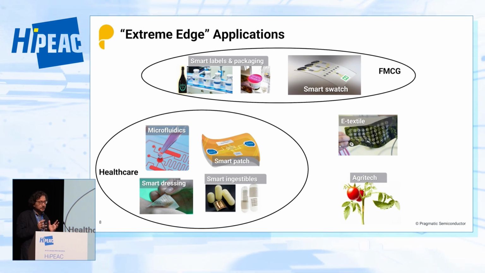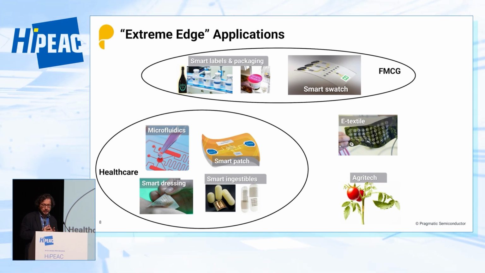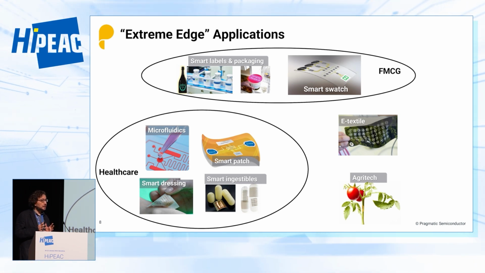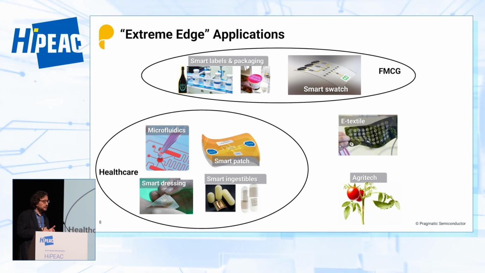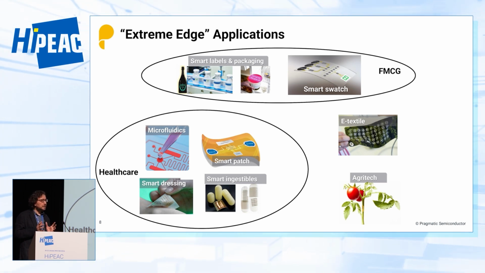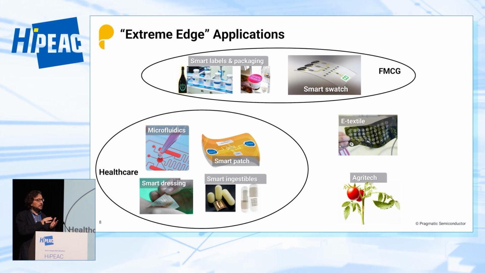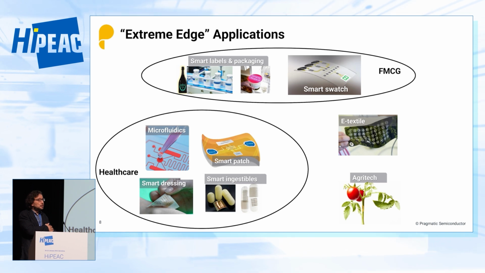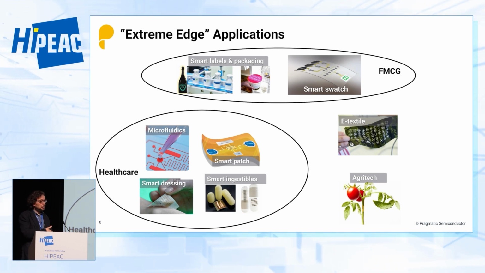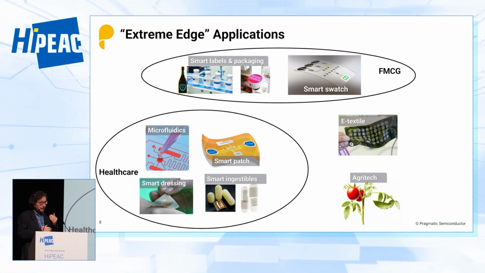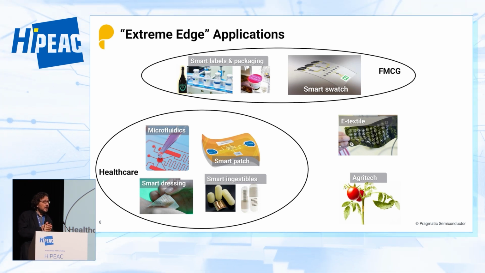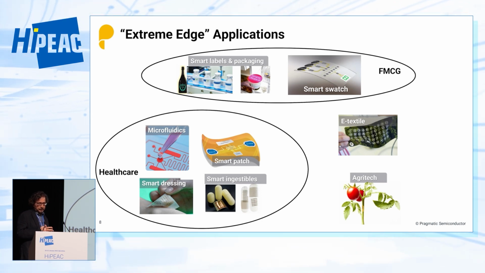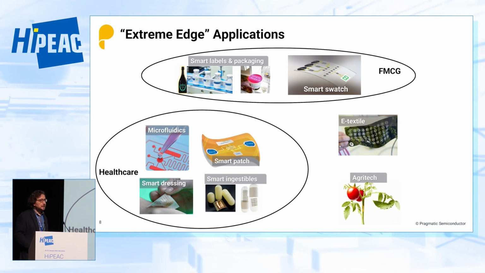Some of them are quantitative factors like power and cost, but some, and these are more important, are the qualitative constraints like form factor, conformability. What I mean by conformability is the electronics taking the shape and the contour of the surface. For example, if it's a body, it has to conform to the surface of the skin, and comfort. So these are important constraints. I'll give some examples of the applications at the extreme edge.